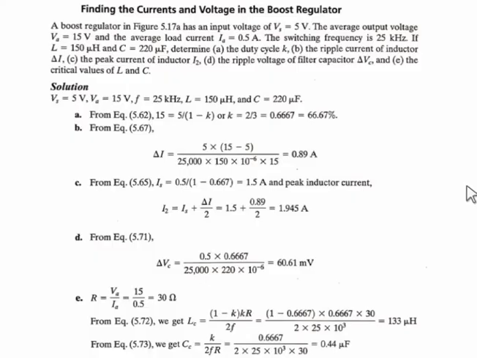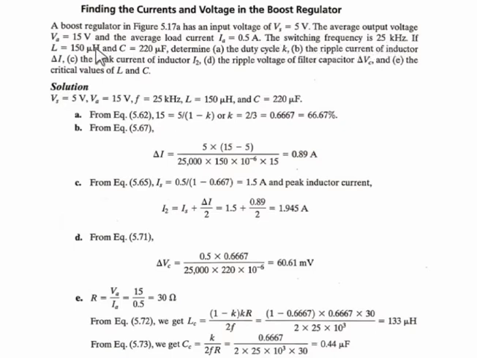Now one example to find the current and voltage in the boost regulator. A boost regulator has the input voltage Vs equal to 5 volts and the average output voltage Va equal to 15 volts. So we have to step up the voltage from 5 volts to 15 volts, and the average load current Ia equal to 0.5 ampere. Switching frequency F is 25 kHz.